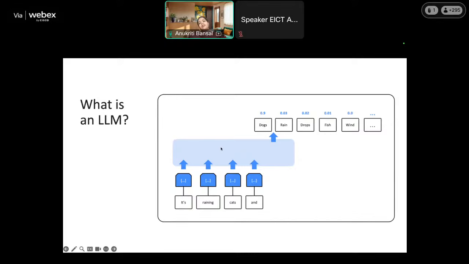Similarly, these models have been trained on a large amount of data, so they understand the correlation between different words. Suppose I give it a sequence of some words: it's raining cats and. It has a vocabulary. Maybe the size of the vocabulary is 2 lakhs, so the vocabulary contains 2 lakh words. It will assign a probability score to all those 2 lakh words, and in most cases, if I consider greedy sampling, it will pick the word which has the highest probability.